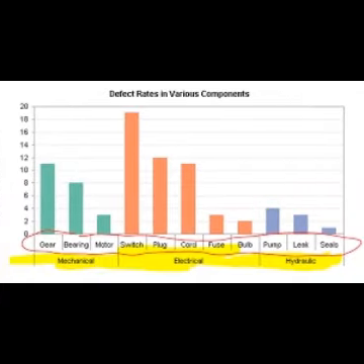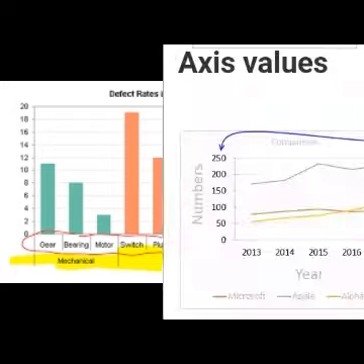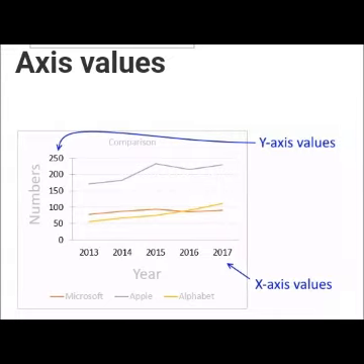Category axis. This is the x-axis. It is the horizontal axis of a chart. Value axis. This is the y-axis. It is a vertical axis to plot the values.